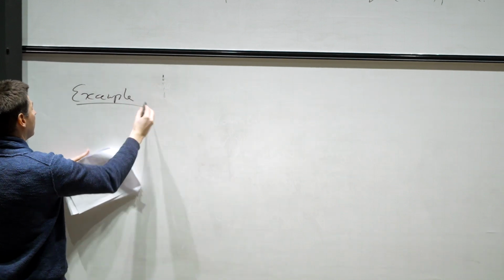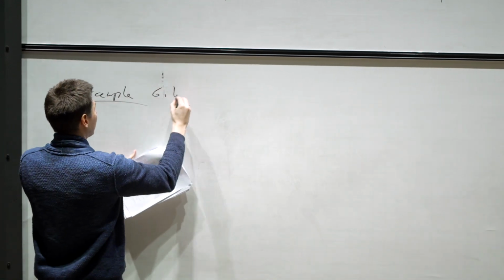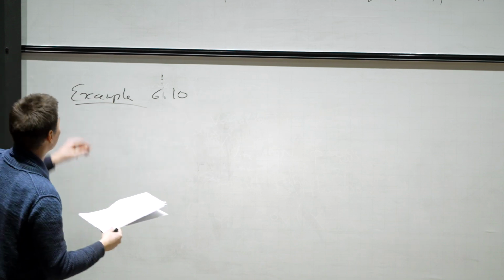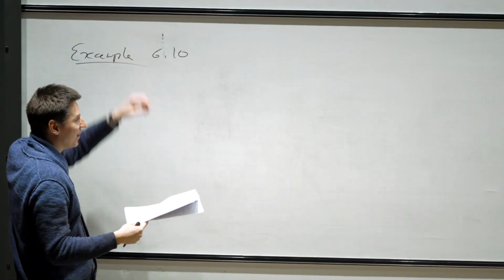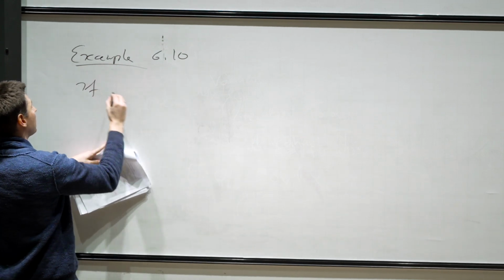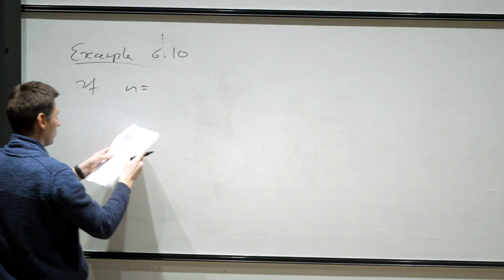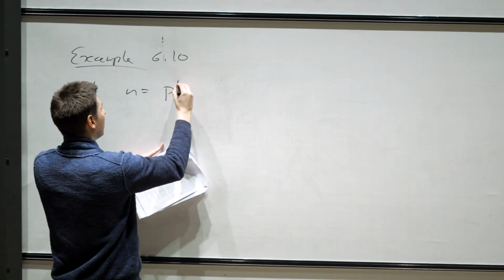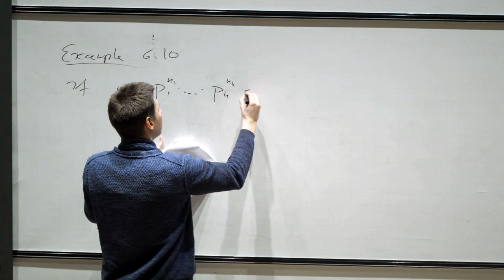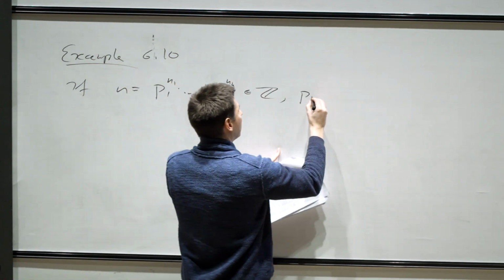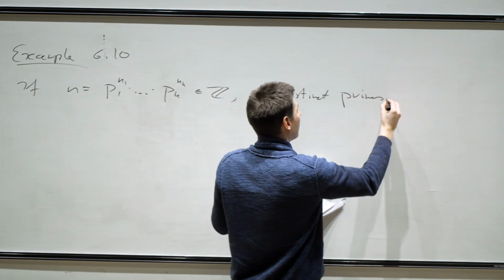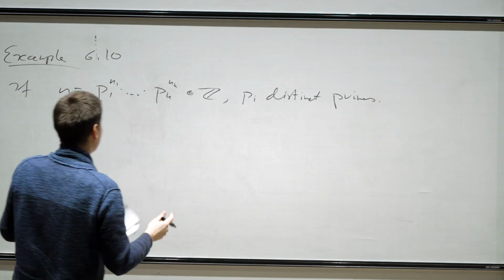6.10. You might not be used to this in this lecture because so far we follow the Bourbaki tradition and we do no examples, but now we're actually going to do an example. First, an easy example. Suppose that we have a number n which is equal to a product of primes p_1^{n_1} times ... times p_k^{n_k} in Z, with the p_i distinct primes. What happens in this case? Well, nothing surprising.